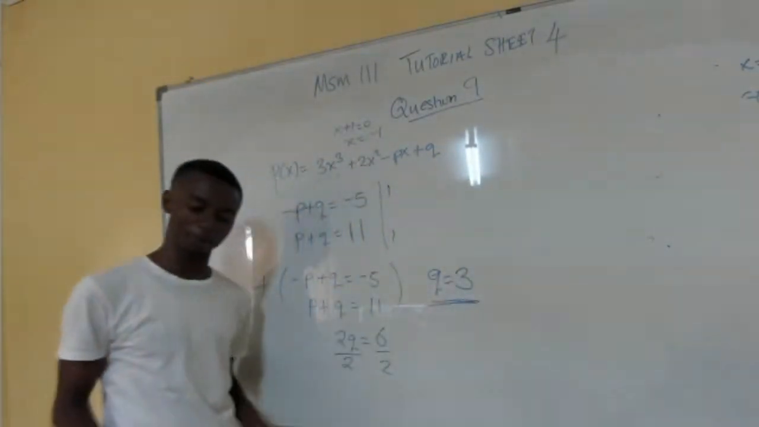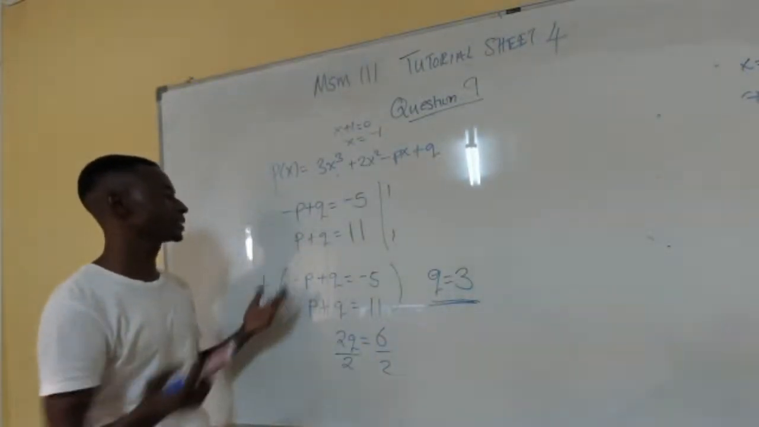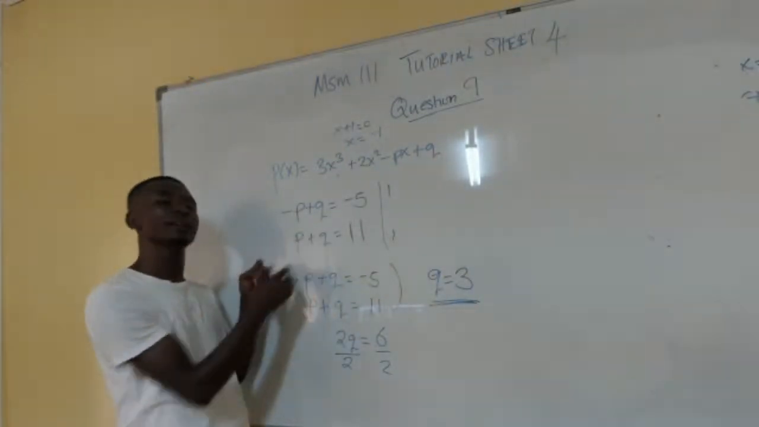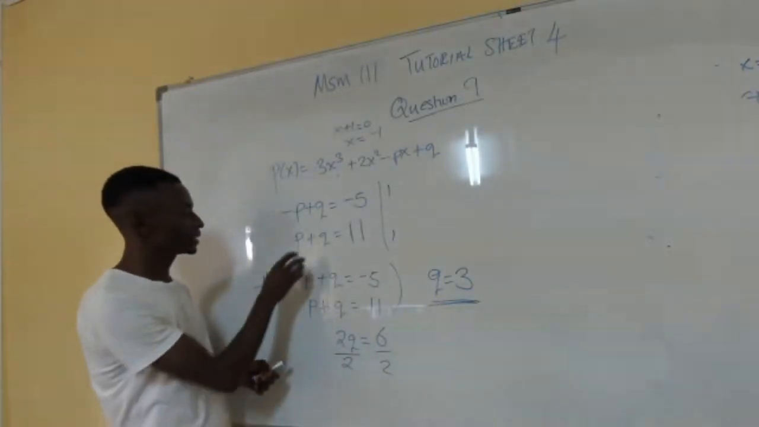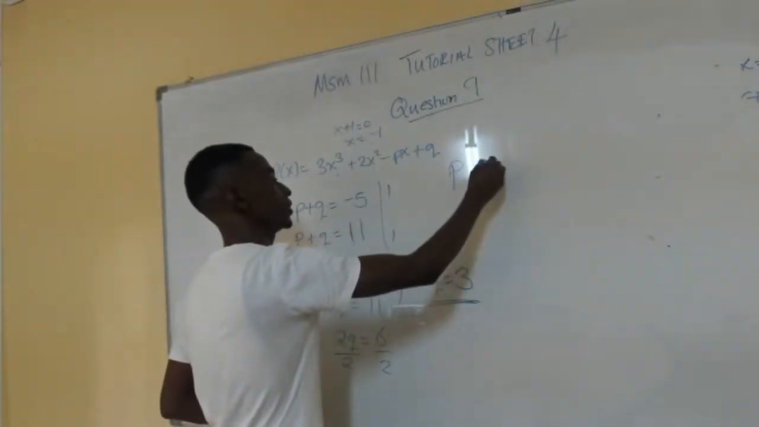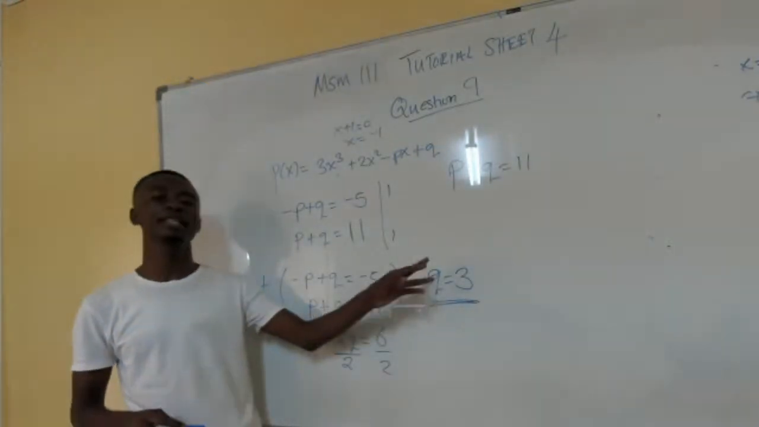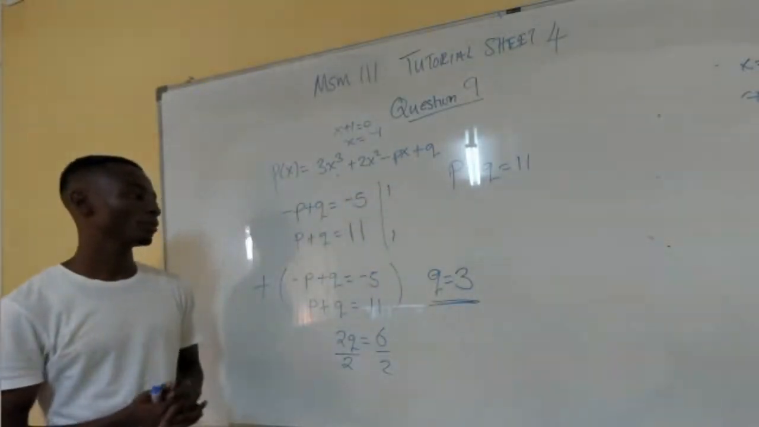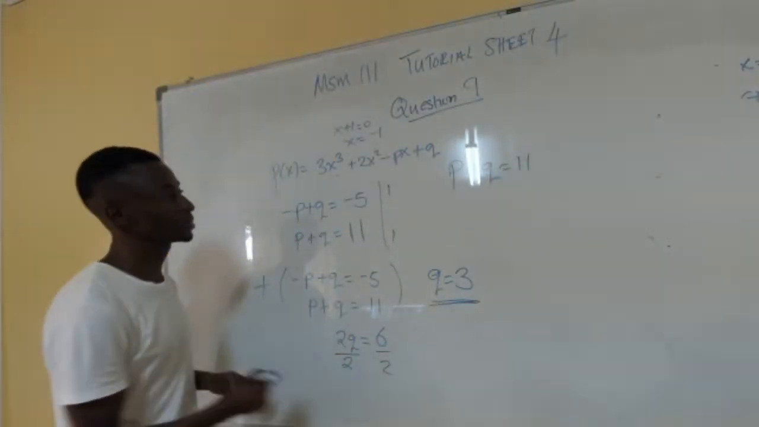So we've just solved for Q, but we also want to know the value of P. How are we going to do that? You get any equation, if you like. You can get the first one or the second one. So let me get the second one. We have P plus Q equal to 11, and we know that Q is equal to 3. So you're going to substitute there. Where there is Q, you put 3 for you to solve for P. So now let's do that.